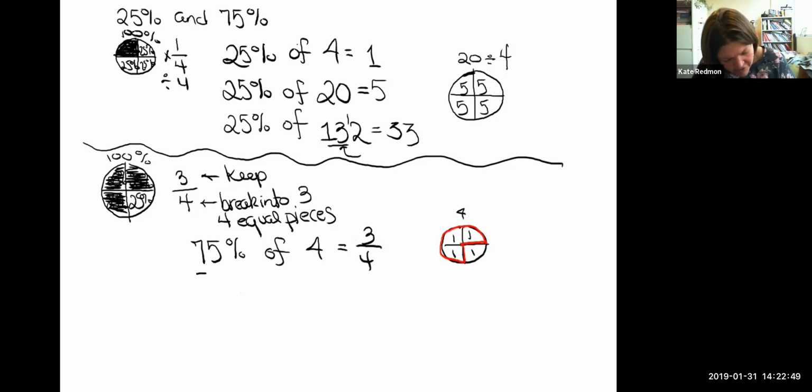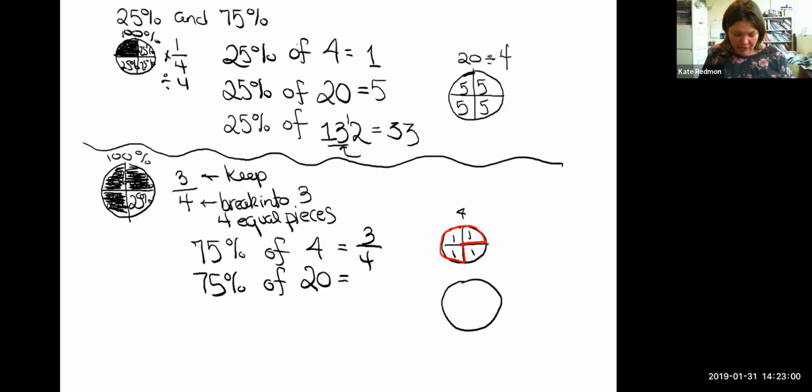Let's try to do 75% of 20. So 75% of 20. Again, I can do this mentally. I will do this mentally when I'm shopping or whatever. You know, I love a 75% off sale. If I am 75%, that's the same as 3/4. So I could quarter my 20.